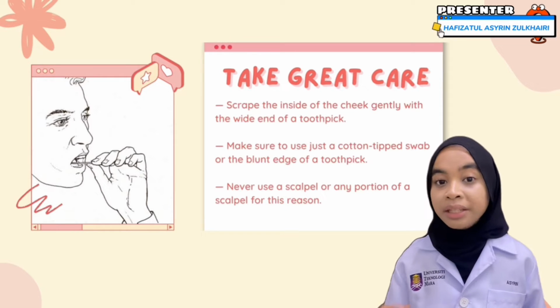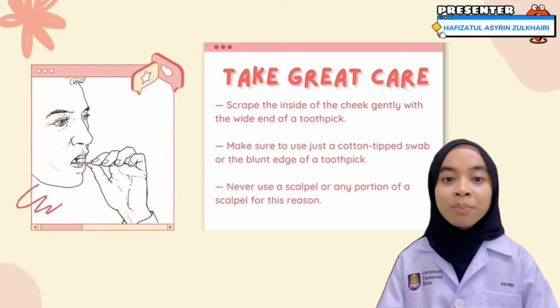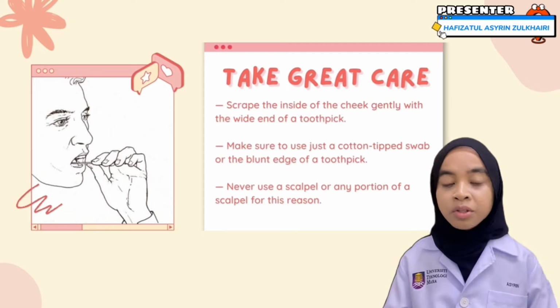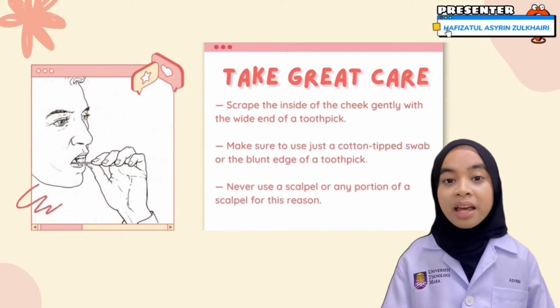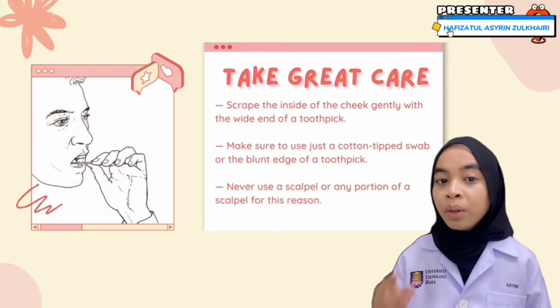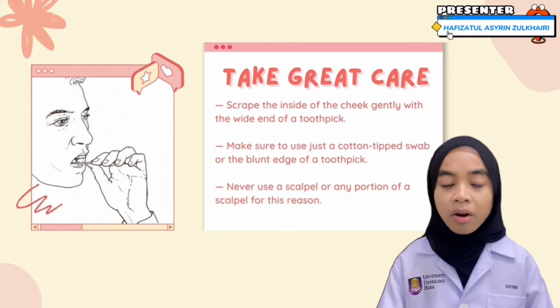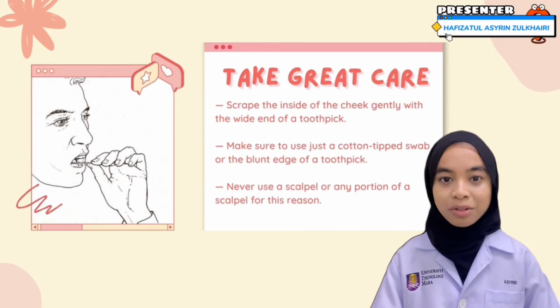We also need to make sure to use just a cotton tip swab or the blunt edge of the toothpick. Usually, we will use toothpick to conduct this procedure, as we are aware that toothpick has a quite pointy end, and that pointy end will be used to scrape the inner of the cheek, and it will be put on the glass slide before it is observed under the microscope.